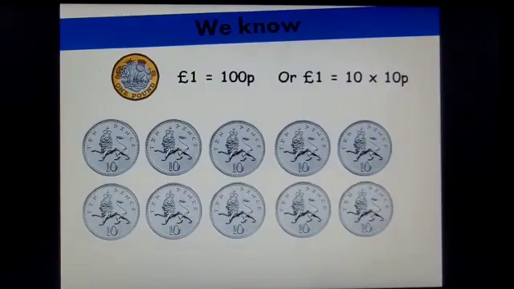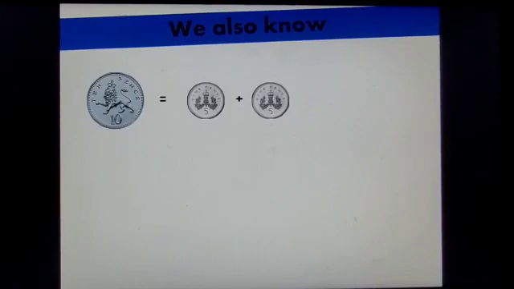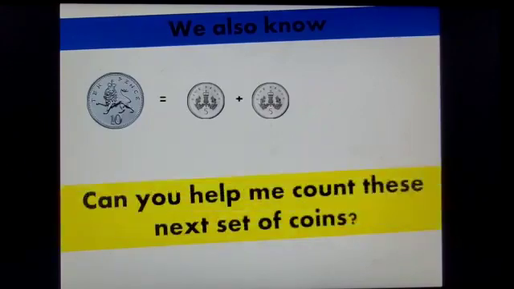This set of coins also represents the pound. We also know that 10 is the same as having 2 5 pences, because we know 5 and 5 makes 10. We need to keep this in mind for when we're answering our questions.